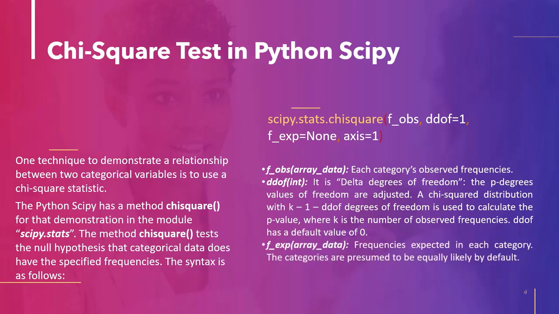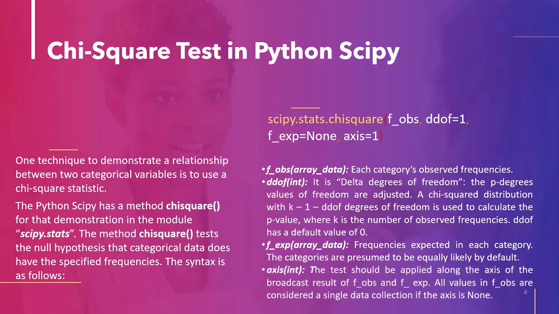fexp is the expected frequencies in each category. By default, the categories are assumed to be equally likely. Axis: the test should be run along the axis of the broadcast result of fobs and fexp. If the axis is set to None, all of the values in fobs are processed as one data set, and 0 is the default value of axis.